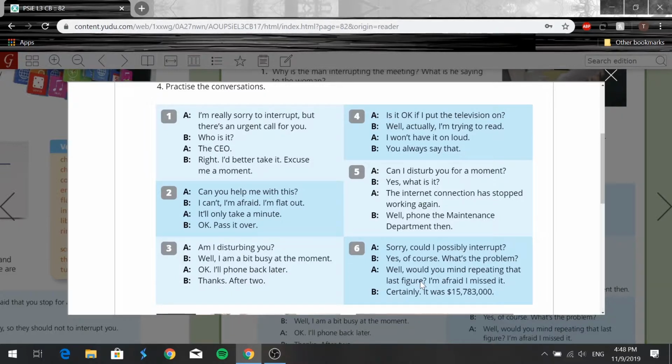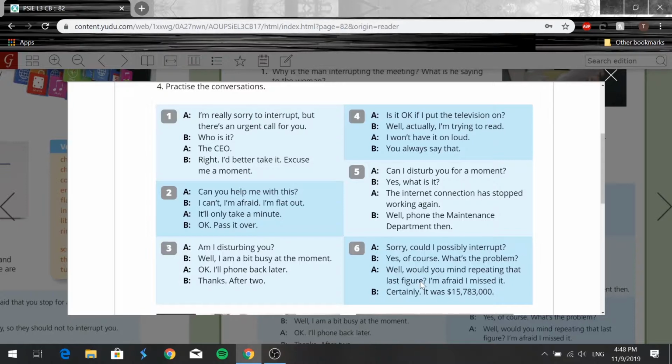Sorry, could I possibly interrupt? Yes, of course. What's the problem? Well, would you mind repeating that last figure? I'm afraid I missed it. Certainly, it was 15,783,000.